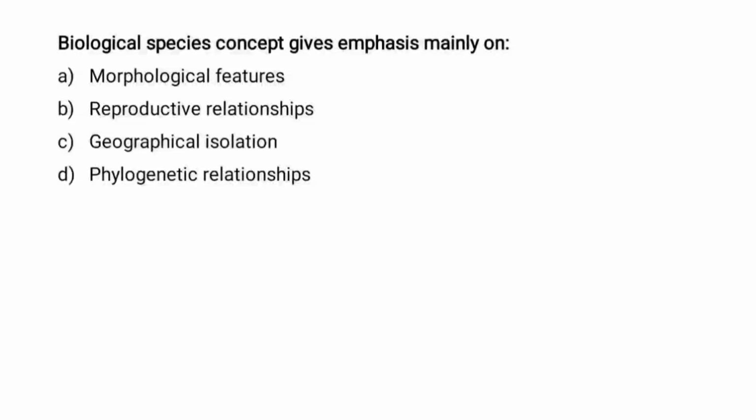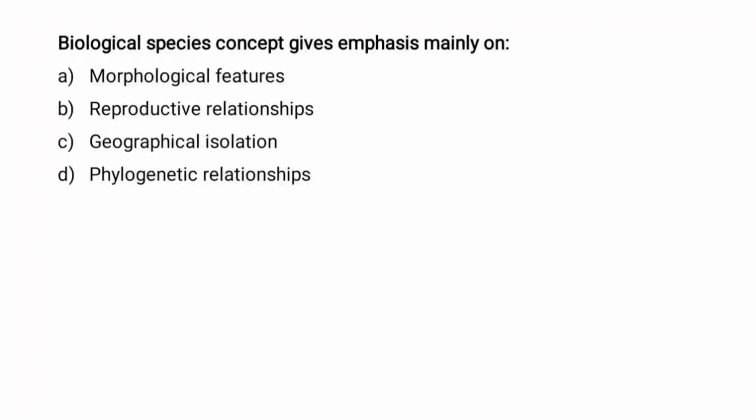Next question is, biological species concept gives emphasis mainly on. A biological species is a group of individuals that can breed together. The biological species concept gives an explanation of how species form by speciation, and a species taxon is a group of organisms that can successfully interbreed and produce fertile offspring.